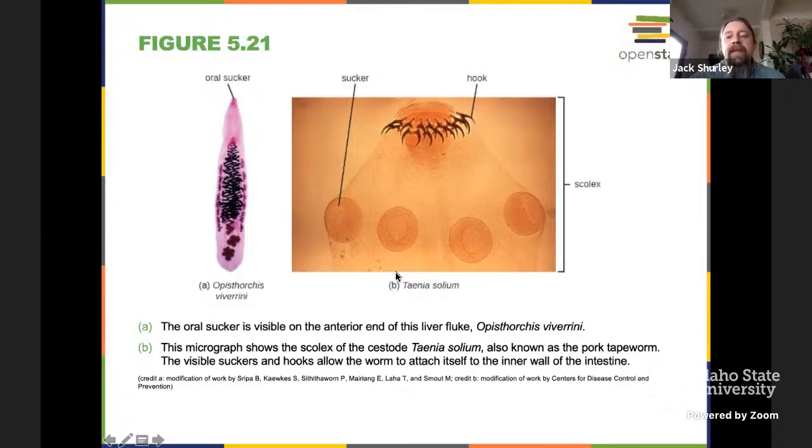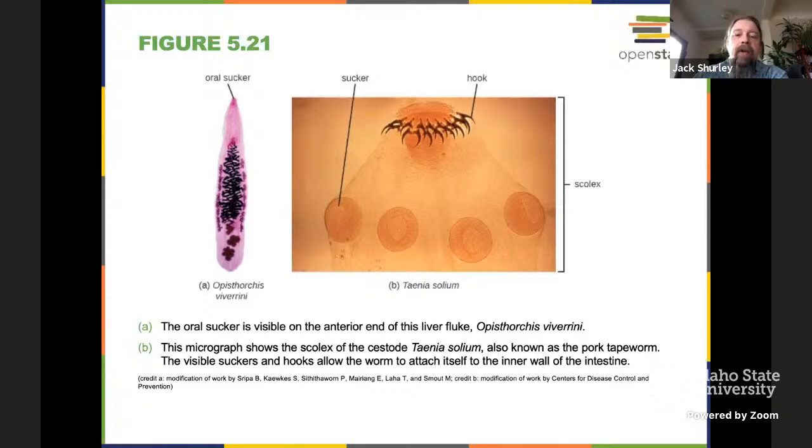So the Taenia solium, again, this is the pork tapeworm. It's got suckers, and it also has some ornamentation. It's got some hooks up here that allow it to attach to the intestinal epithelial cells, and the little barbs, the little hooks, take hold within there. The suckers also help them to attach. They're not sucking in food. It's just a hold fast. It's just a mechanism to allow them to adhere.